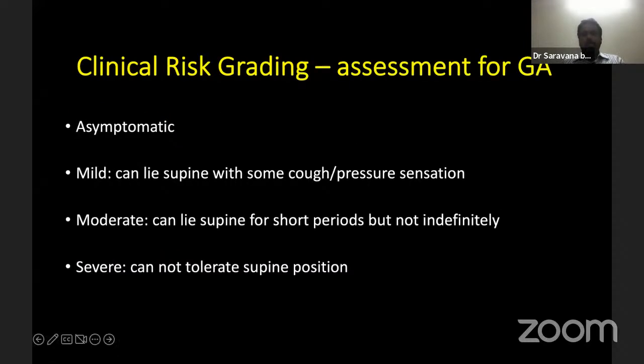So we have to do a clinical risk grading before giving a general anesthesia for this patient. The clinical risk grading has four grades. In the first grade, the patient may be asymptomatic. It is a mild risk when the patient can lie supine with some cough or pressure sensation. There is a moderate risk when the patient can lie supine for short periods but cannot indefinitely. The patient has a clinical risk grading of severe when the patient cannot tolerate the supine position at all. Through this clinical risk grading, we may categorize the patient and plan the anesthesia accordingly.